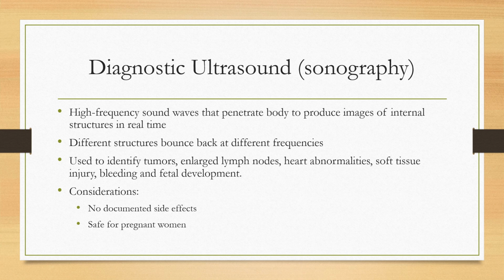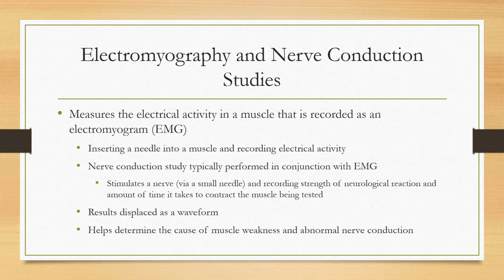Ultrasound, super common, no documented side effects. Used to identify tumors in large lymph nodes, heart abnormalities, soft tissue injury, bleeding, and fetal development. Nerve conduction studies and electromyography used to evaluate nerve damage. They essentially put needles in different muscle groups and record that electrical activity, and it presents back with a waveform.